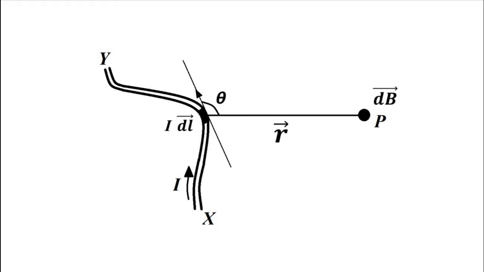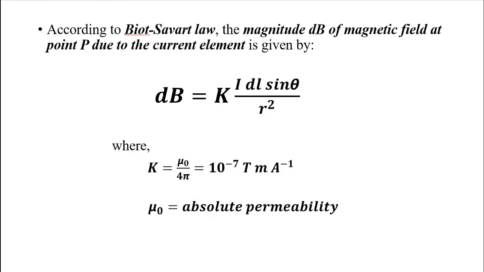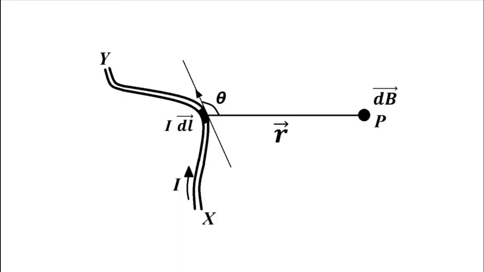So this small magnetic flux density dB vector due to this small current element I dl at a point P at a distance r from this current element is given as k I dl sin theta by r squared, where theta is the angle between the current element vector, which is tangent to that particular curve, and the position vector r from that point to P, where the magnetic flux density is to be measured.